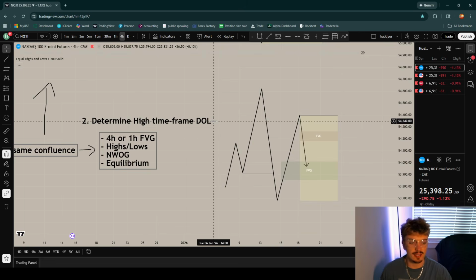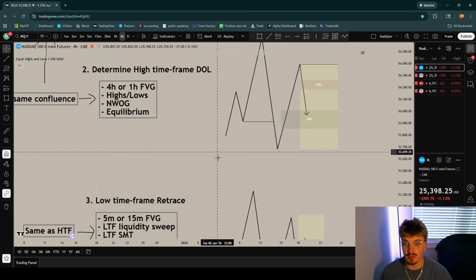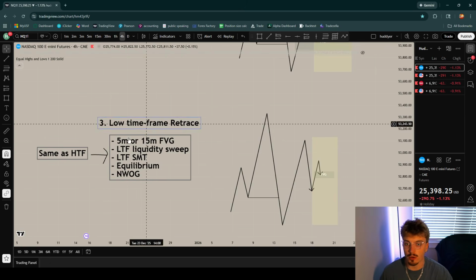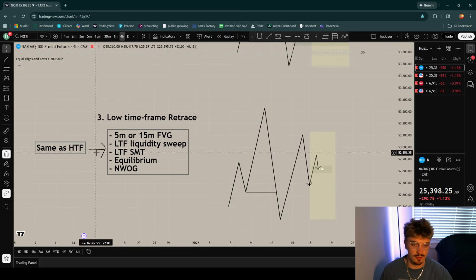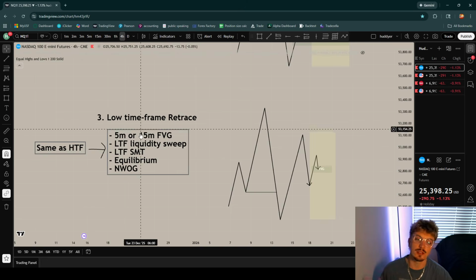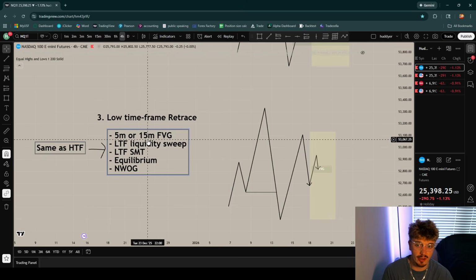We want to have the highest and the greatest probability of this trade playing out. So what do we do? We wait for our lower time frame retrace. This is going to be the exact same as our higher time frame reaction, it's just in the lower time frame. So instead of a 4-hour and a 1-hour gap, it's a 5-minute and a 15-minute gap, okay?